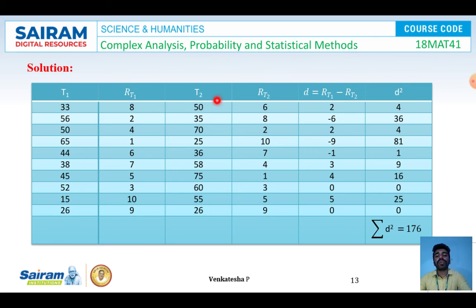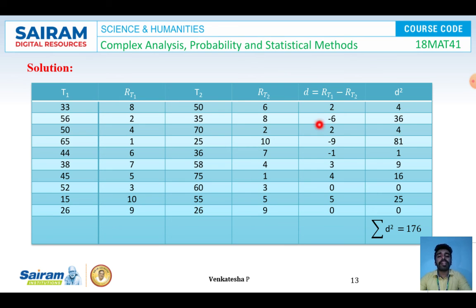The marks by test 2 is given by 50, 35, 70, 25, 36, 58, 75, 60, 55, 26. The rank will be given like for 75 rank 1, for 70 rank 2, for 60 rank 3, for 58 rank 4, for 55 rank 5, for 50 rank 6, for 36 rank 7, for 35 rank 8, for 26 rank 9, and for 25 rank 10.